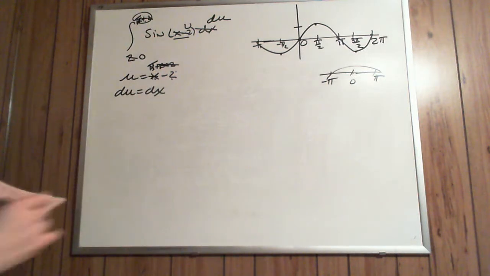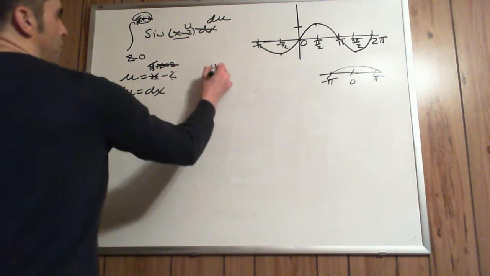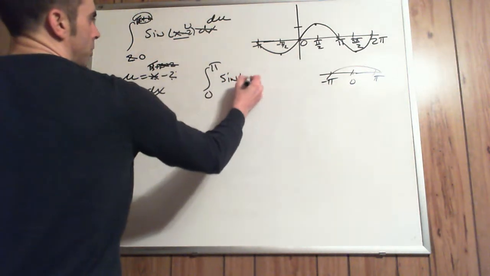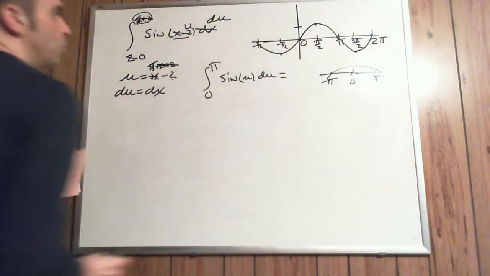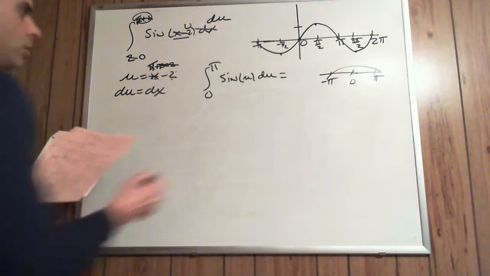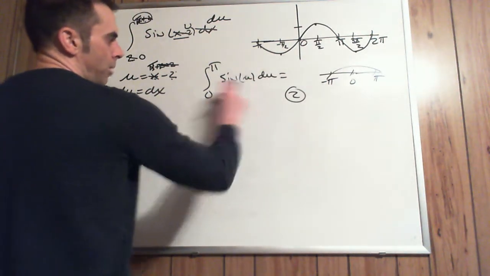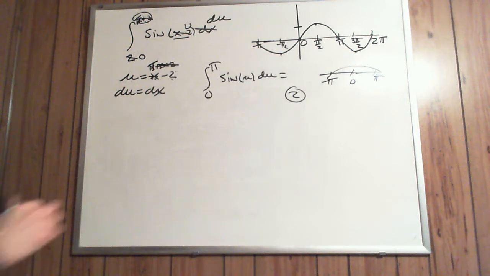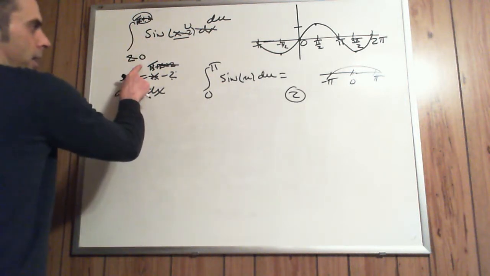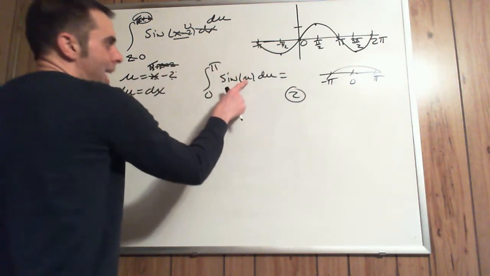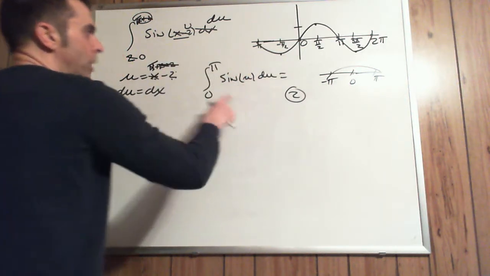Okay, so that becomes the definite integral from 0 to pi of sine u du, which will be equal to the given information of 2. See, this is why we call this a dummy variable, because as long as the limits change accordingly, the definite integral is going to be equal to the same, whether it's in terms of x or u.